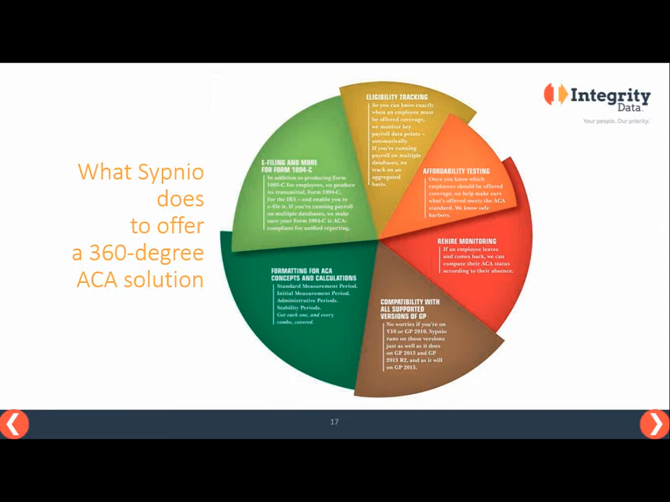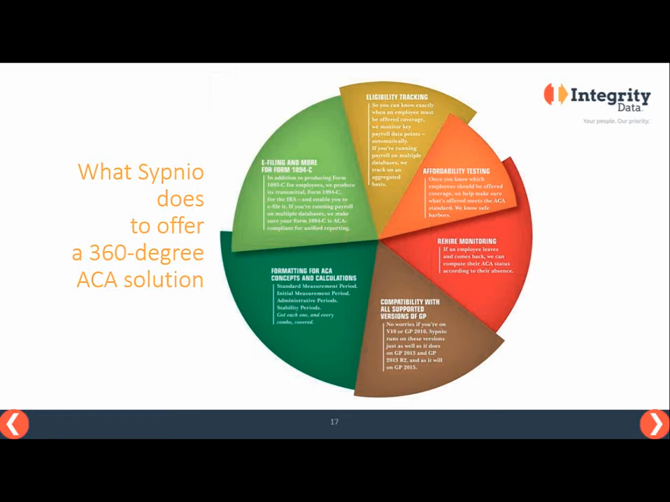So what do we do? This is kind of the pie chart of what we do. Eligibility tracking, affordability testing, rehire monitoring. There's rules about when you can consider an employee a rehire or a new employee. We're compatible with all supported versions of Great Plains. And we actually sell this product two different ways. One is for people that utilize Great Plains, and we also have it where people do not utilize Great Plains, but use our application to do the eligibility tracking, affordability testing, and the big one, and that's the IRS Form 1094 and 1095-C generation.